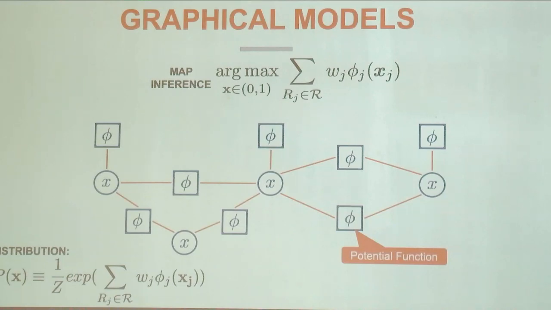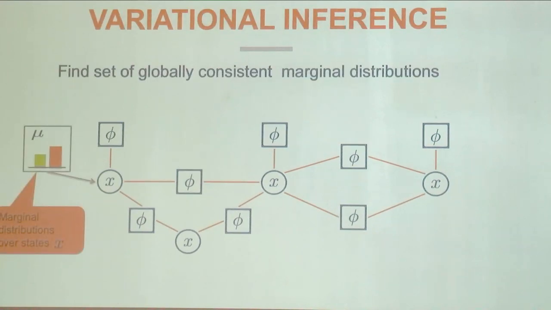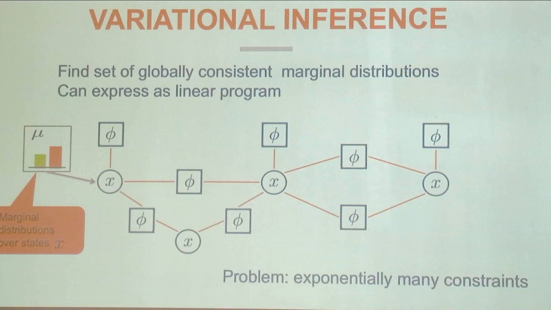And this is just an equivalence between the first problem and the second problem. But now what's interesting is how do we do approximate inference here? So if we were to do variational inference to find the consistent set of marginal distributions, that's one way that we could solve the problem. Unfortunately, this turns into exponentially many constraints, and so that's not going to work.